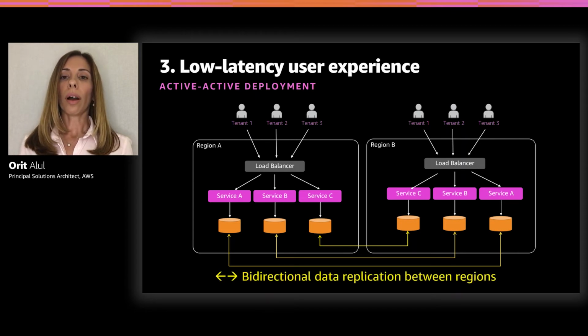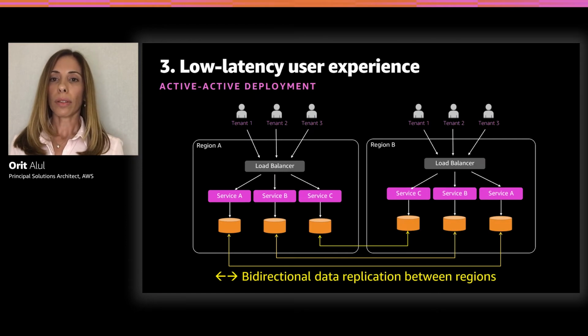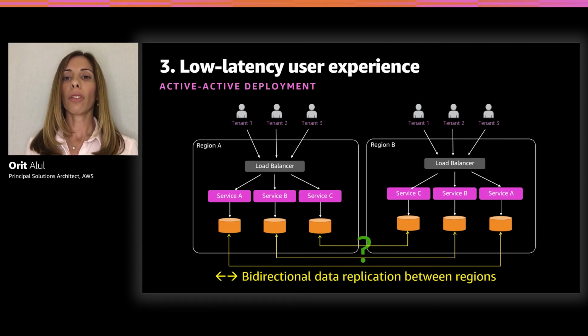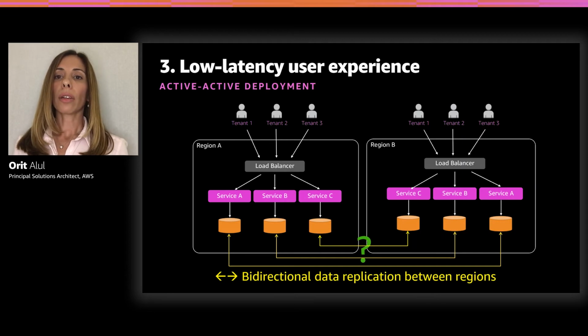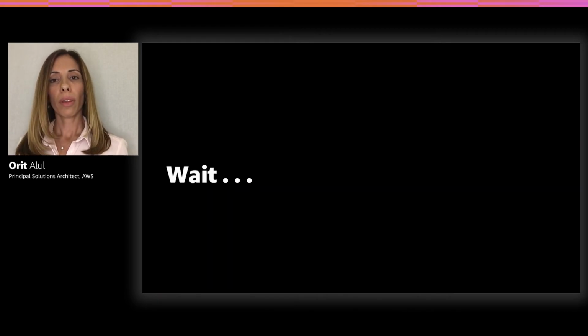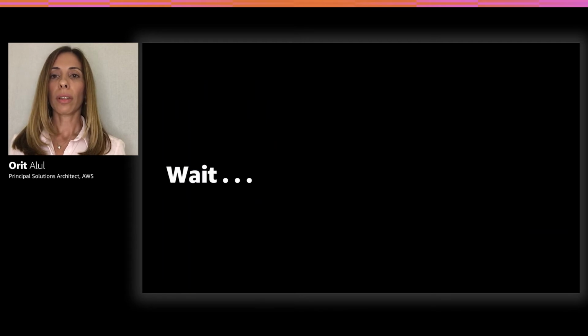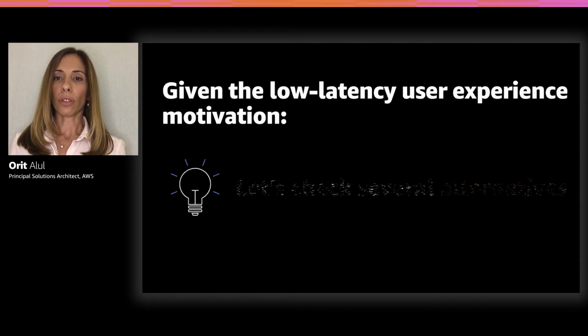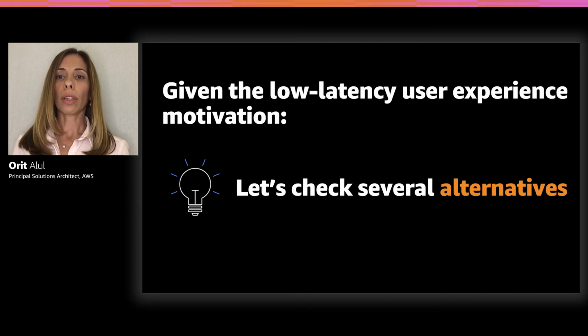In this case, we would like each user to reach the closest region based on her geographic location at any time, meaning we would like to be able to serve any tenant from any region at any given time. Therefore, we will require bidirectional data replication across those regions. But how do we keep all regions in sync given the inter-region latency, and given the fact that a certain user can reach region A at one point in time and region B at the next? But wait, before we dive into finding a solution to the bidirectional inter-region data replication, let's check several alternatives first. Remember, we would like to keep things simple.